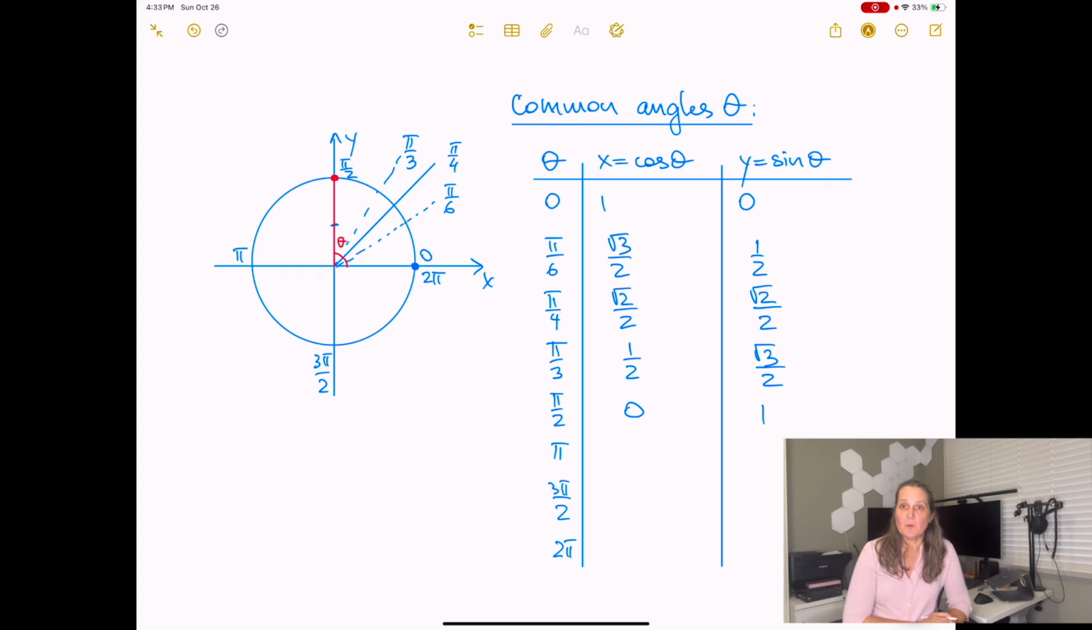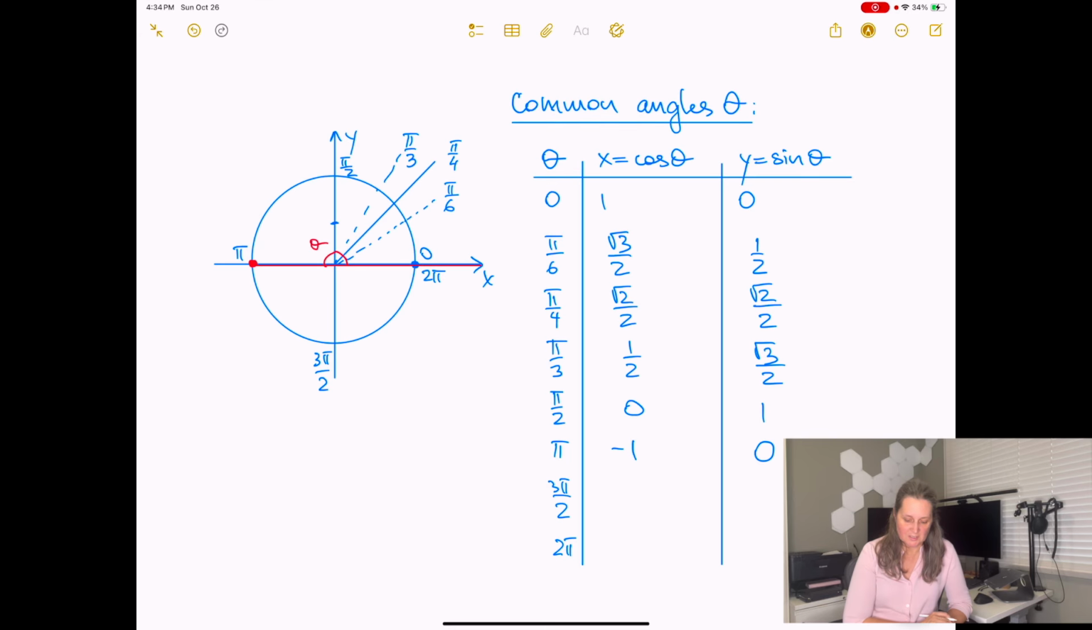The remaining 3 points are also very easy to determine x and y coordinates for. When angle theta corresponds to pi, it means that we have the point with the xy coordinates equal to -1, 0, which means that cosine of pi is equal to -1, while sine of pi is equal to 0. When theta is equal to 3 pi over 2, we have a point on the unit circle with the xy coordinates equal to 0, -1.